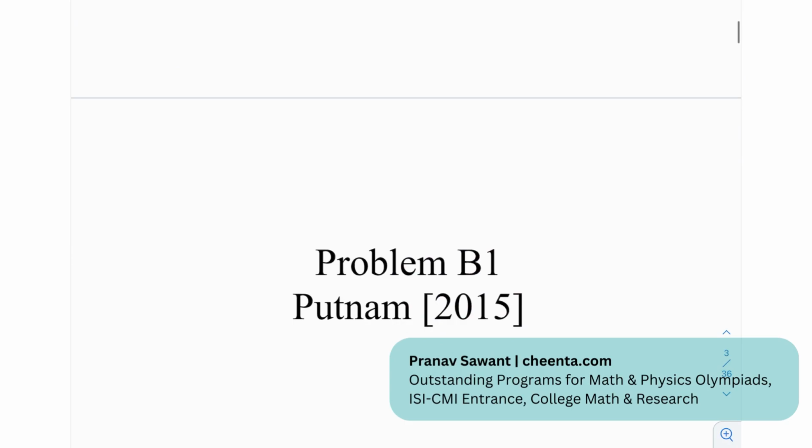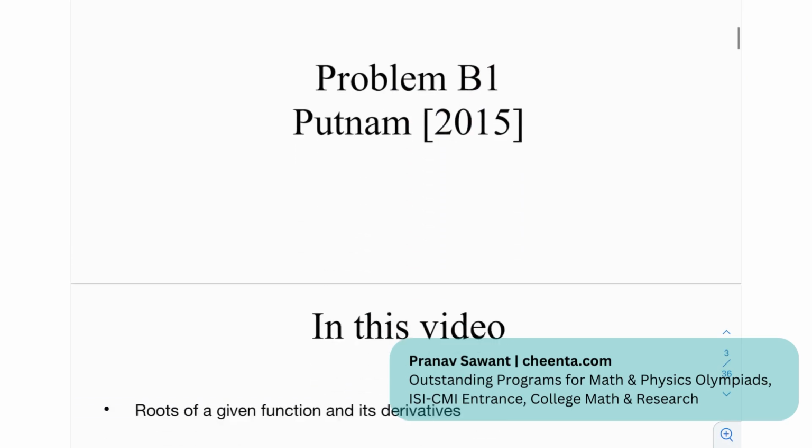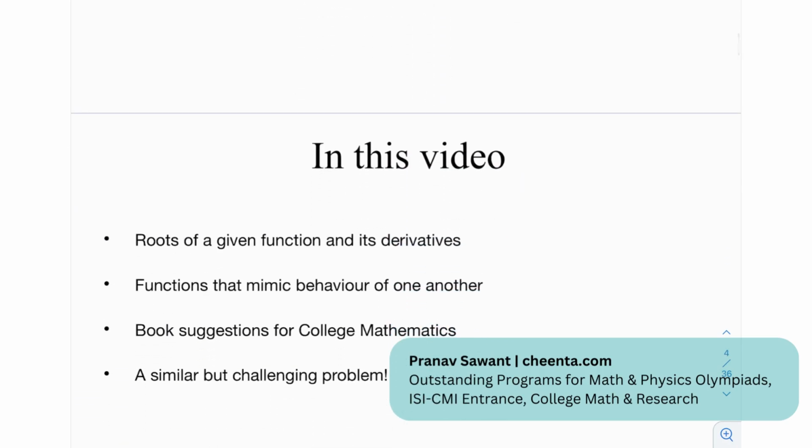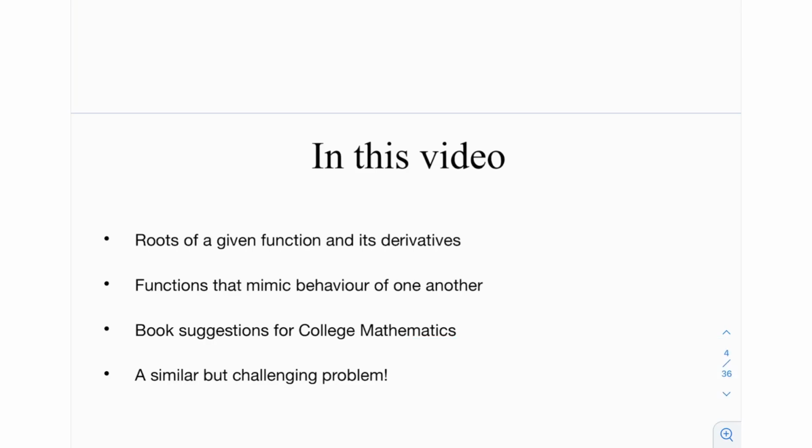This is problem B1 from the Putnam exam in 2015, and in this video we're going to be looking at roots of a function and its derivatives, and then we have functions that mimic the behavior of one another. We're going to see what that means. And after that, we have some book sessions for college mathematics, and at the end, a similar but challenging problem.